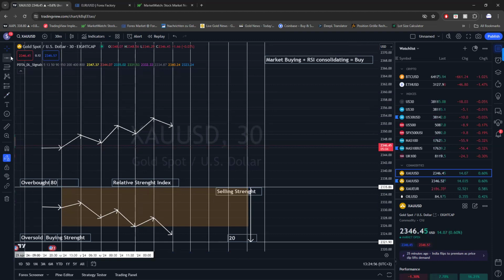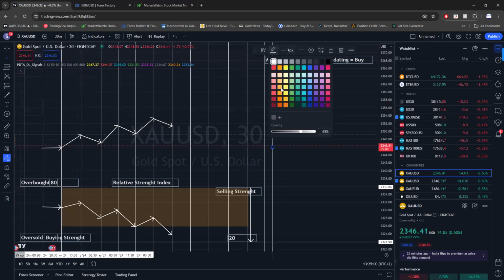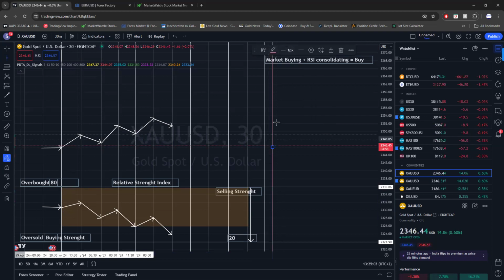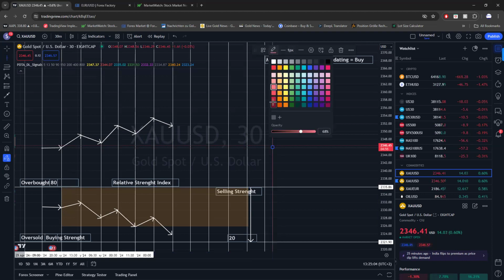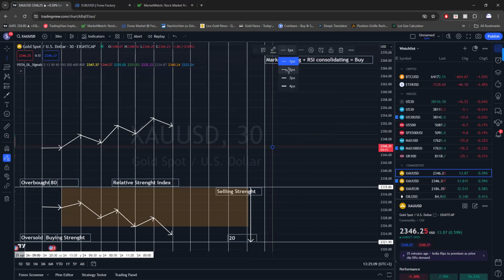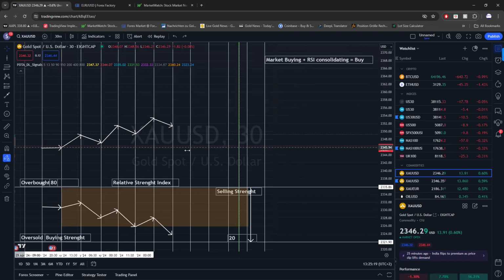Let me just have one in a different color where I would show my current line. Let's put it thicker. No, this is not visible. Let's put it a bit thicker, maybe a little bit more thicker. We are currently here, right here.